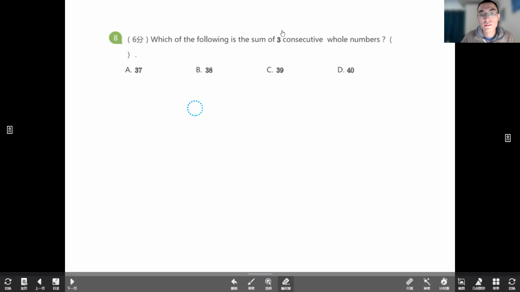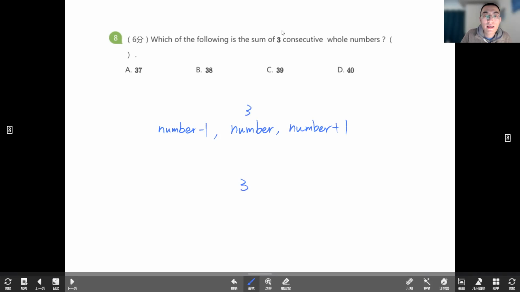So if you have a look, we can represent the 3 consecutive whole numbers like this: the number in the middle is a number. Any number, we don't know yet. But let's just say it's a number. And then because it's consecutive, the number in front of it, to the left, will be number minus 1. And the number to the right, the next one after it, will be number plus 1.